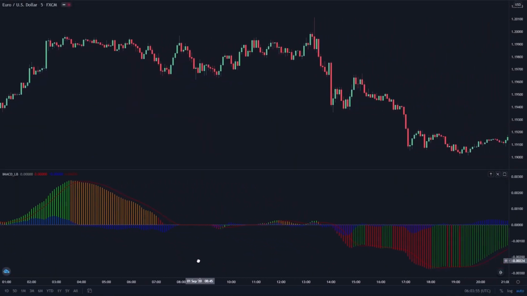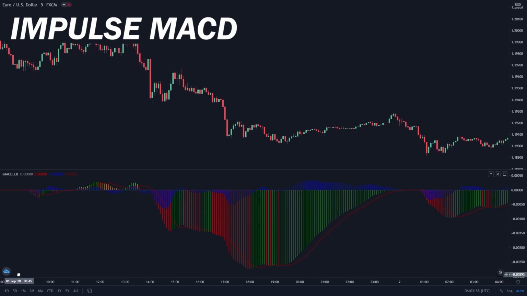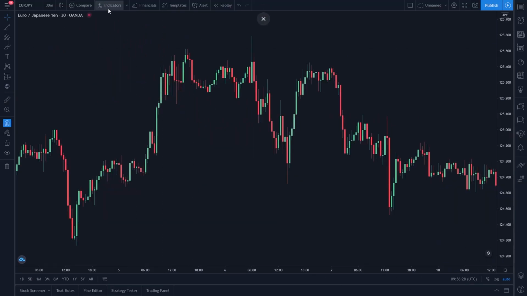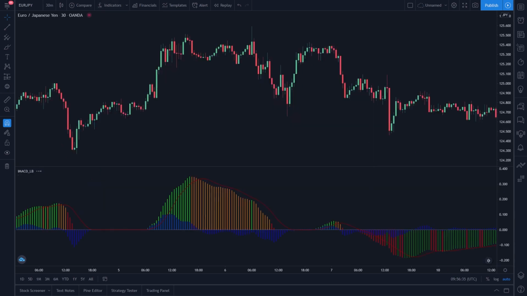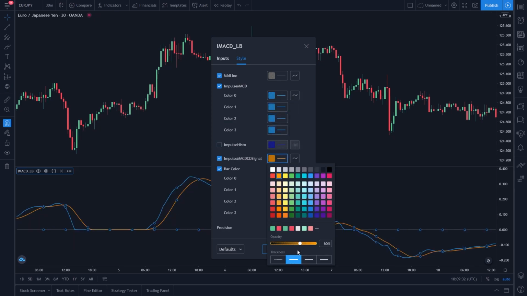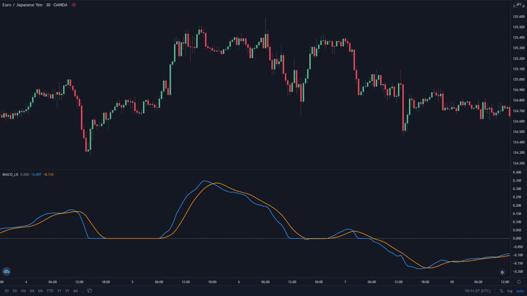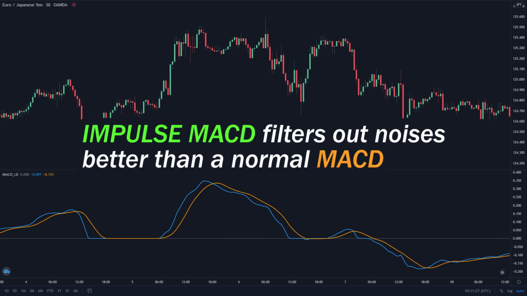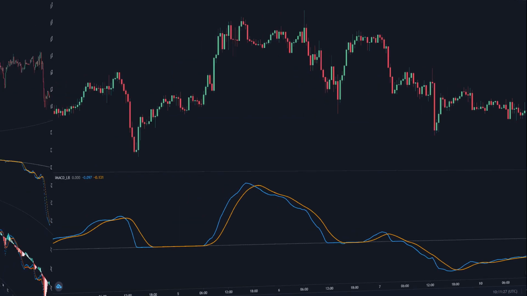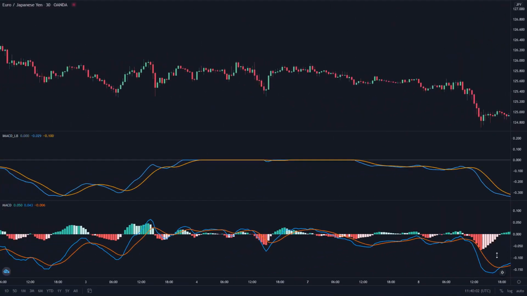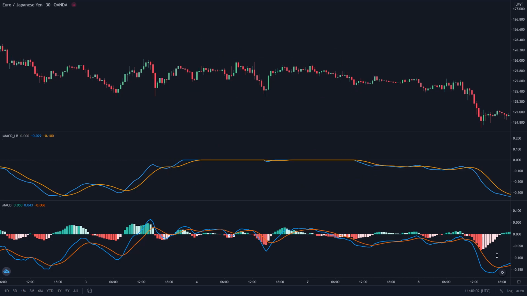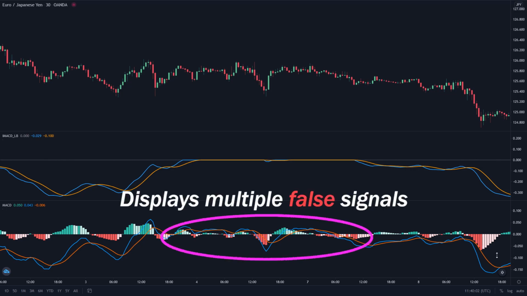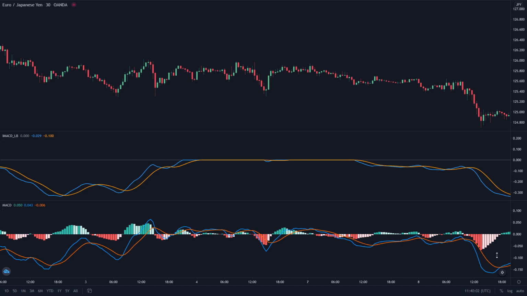The second type of MACD indicator that we are going to backtest is the Impulse MACD. On TradingView, I'm using this one, Impulse MACD by Lazy Bear. I'm also changing the colors of the indicator to make it easier to read. The theory behind the Impulse MACD is that it filters out noise better than a normal MACD. You can see, when the Impulse MACD detects noise in the market, it becomes completely flat like this, compared to the normal MACD which will instead react to these noises. So the Impulse MACD is a version of the MACD that removes noise in the price.